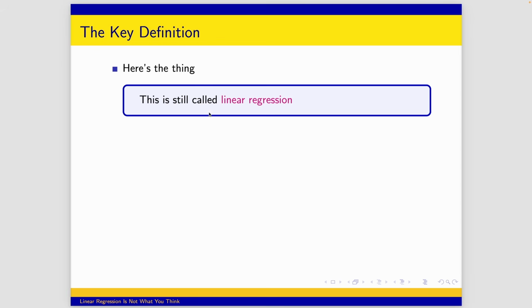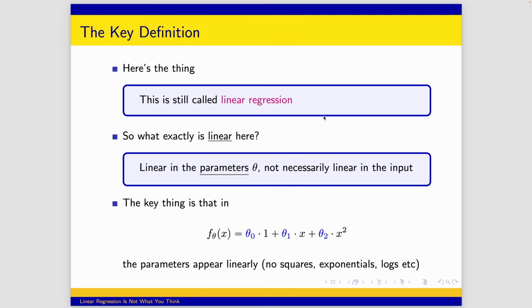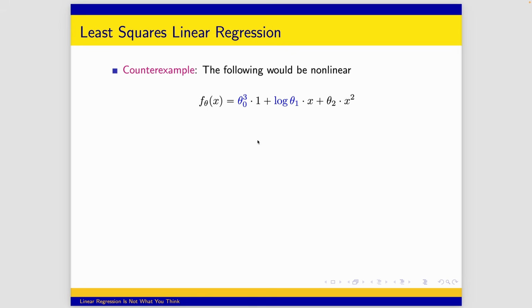Now here's the key thing to realize. This is still linear regression. So what do we mean by linear regression? We mean linear in the parameters, and that means usually not in the input. It can be linear in the input, but usually it's not. So the key thing here is that our function that we're proposing is linear in each of these thetas. It's not linear in x because we have an x squared term here. As long as we have linear thetas, there's no log or exponential or sine or squared or cubed, it's linear regression.